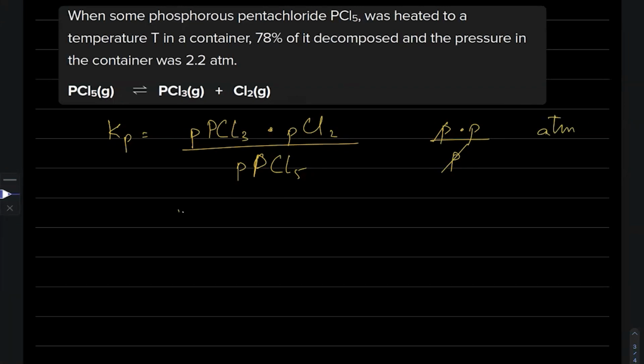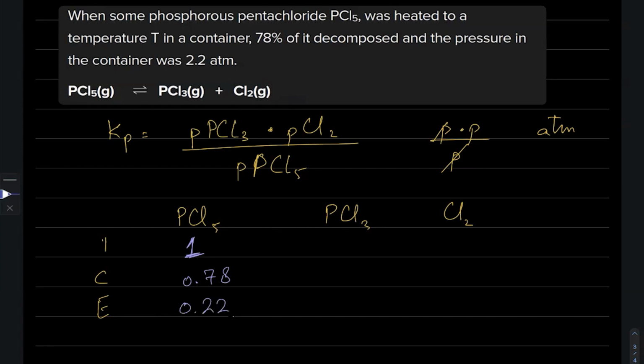Now let me write the values for PCl5, PCl3, and Cl2. What do I have? I have 78% of it decomposed. So what is the mole fraction? Let me assume I have 100% in the beginning, and again use ICE. So I have 1 in the beginning, and 78% is consumed, which is 0.78. How much do I have left over? 1 minus 0.78 is 0.22.